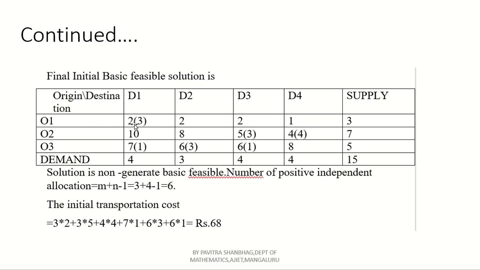Now look into this. Here solution is non degenerate basic feasible. Number of positive independent allocation is what? M plus n minus 1. That is, number of rows is 3, number of columns is 4, minus 1 means 6 remains. The initial transportation cost is what? That is 2 into 3 plus 3 into 5 plus 4 into 4 plus 7 into 1 plus 6 into 3 plus 6 into 1. So obviously 1, 2, 3, 4, 5, 6. Total 6 allocations, right? So the initial transportation cost is what? After computing this, you will get 68 rupees.